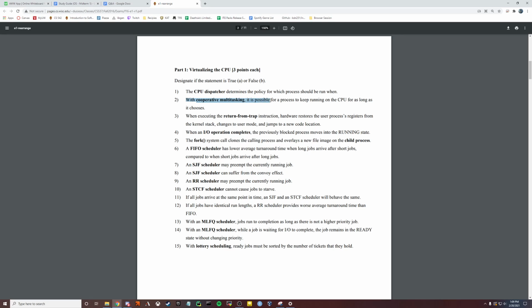So with cooperative multitasking, it is possible for a process to keep running on the CPU for as long as it chooses. I feel like that's false, just because I don't think processes really get to make that decision. I think it's the OS that maybe makes that decision. Okay. Well, wait. You're saying the process isn't going to make that decision.